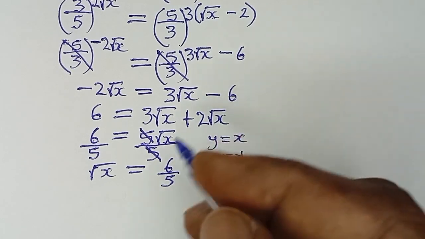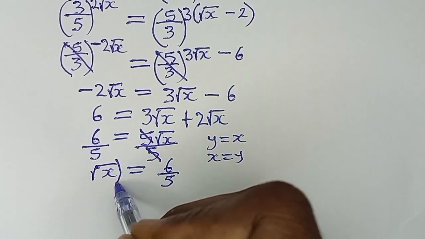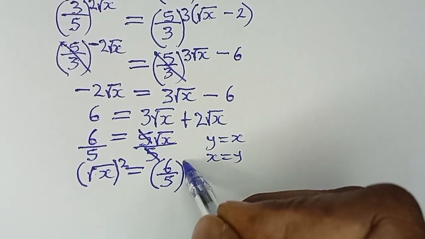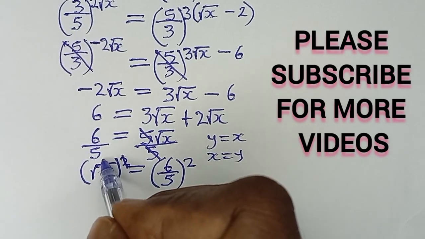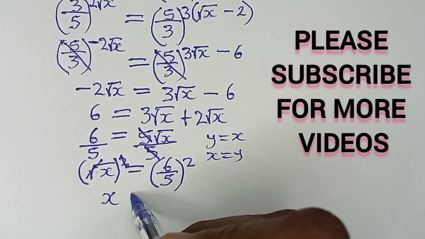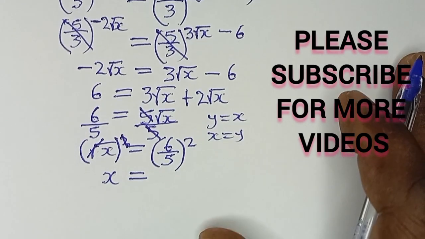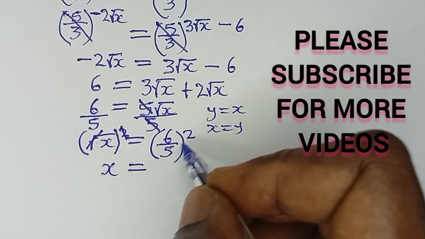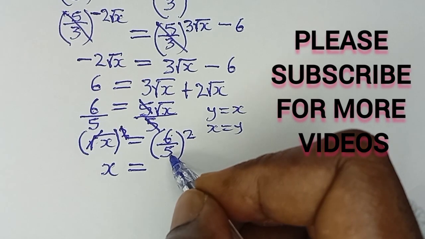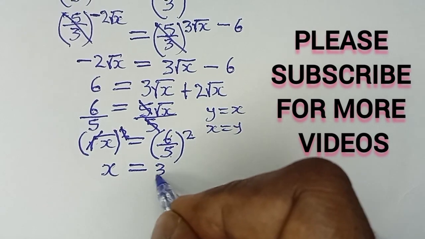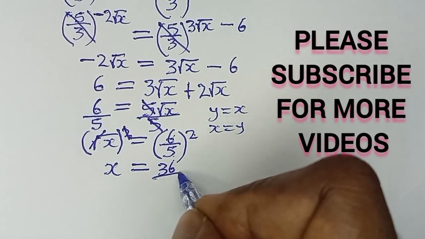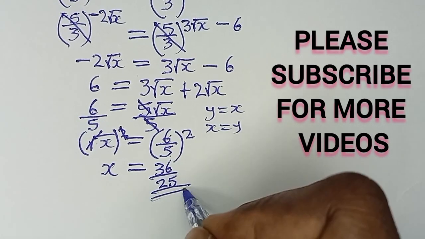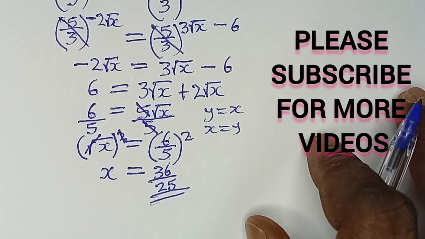Now, in order to get the value of x, what I simply need to do is to square both sides. In order to remove this root sign, I square both sides. So this square will take care of this root sign, and I'll be left with x on this side, and that will be equal to (6/5) squared. Now this square affects the 6 and the 5. So 6 squared gives me 36, and 5 squared gives me 25. So finally, I have my x as 36 over 25 as the final answer.